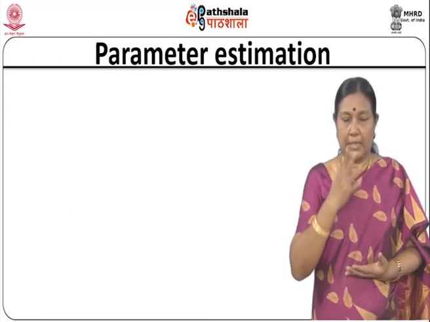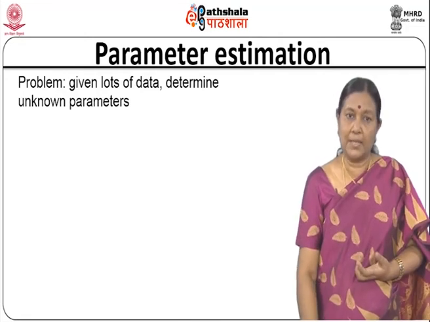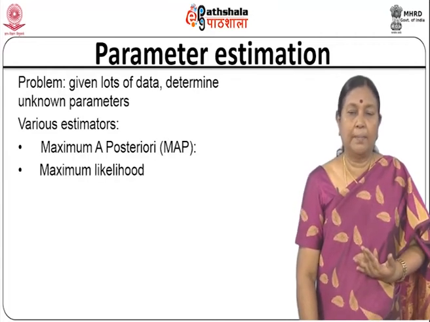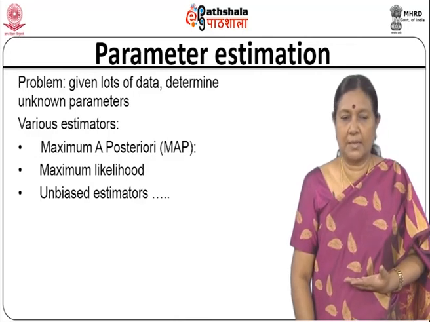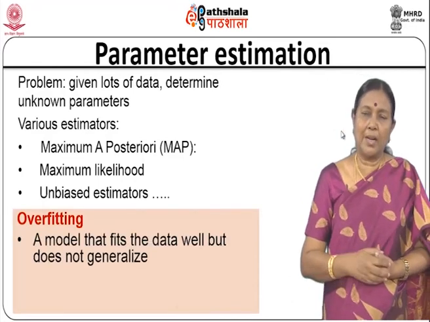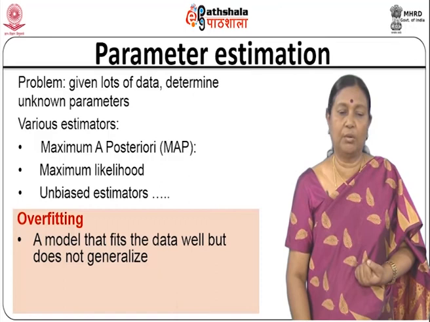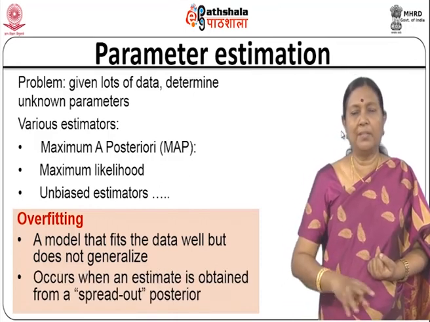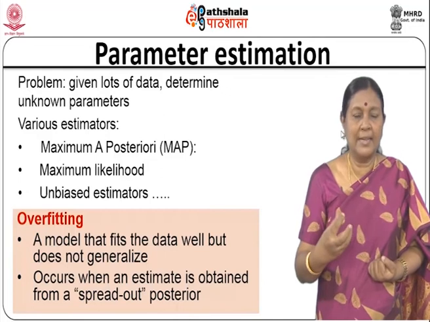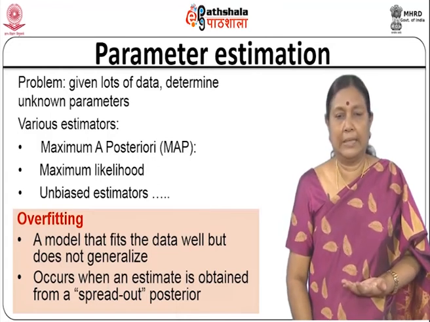Now, let us talk about parameter estimation. Okay. The problem: given lots of data, we have to determine the unknown parameters. That is our job. There are various estimators available: maximum a posteriori, that is MAP, maximum likelihood, ML, and unbiased estimators. There is a problem associated with parameter estimation, which is overfitting. A model that fits the data exactly will not generalize, so it is not good. This we have seen before also. Overfitting occurs when an estimate is obtained from a too spread out posterior. Then you will try to fit the data exactly and you will come across overfitting. How we estimate the parameters is again the basis of Bayesian learning.